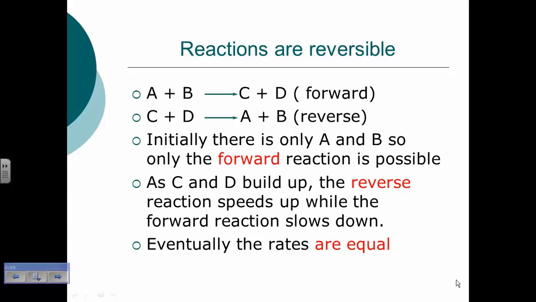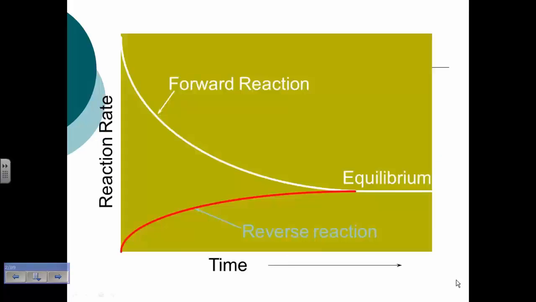And if reactant A and B are the only things available to collide, well, we're only going to go in one direction. But as C and D begin to accumulate, the chances of their successful collisions also guarantees a reverse reaction. And eventually, the rates become equal. The forward and the reverse reaction reach an equilibrium state where you can see it's the flat line on our graph. I want you to jot this graph down in the little margin area.